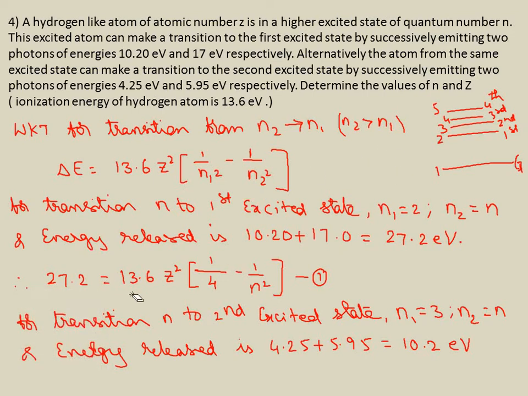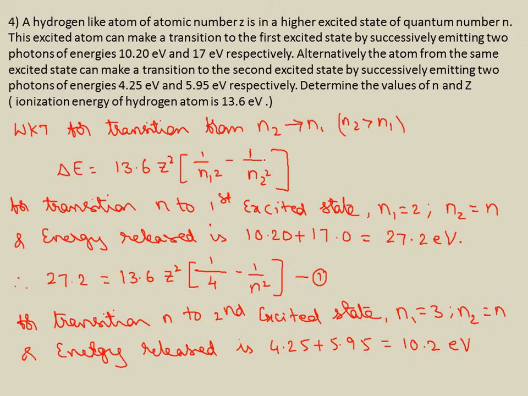So now keeping that in mind, can I write it down like this? The combination, the summation, is nothing but 10.2 plus 17, that is 27.2 electron volt, which will be equal to 13.6 Z square of... Sir, how did you get this 13.6 Z square? It's nothing new. For the energy of the hydrogen atom, for the nth energy level, we used to write En equals minus 13.6 by n square. Do you remember? And now for hydrogen-like atoms, this value is nothing but 13.6 Z square by n square, nothing new.